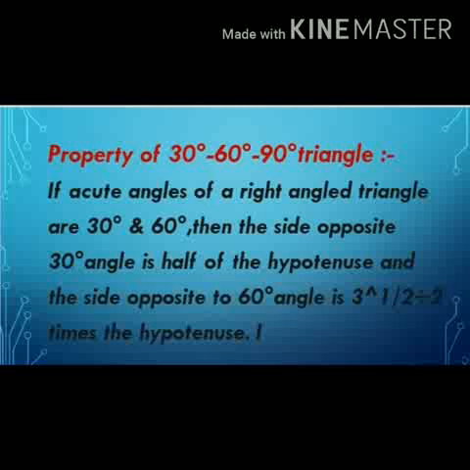If acute angles of the right angle triangle are 30 degree and 60 degree, then the side opposite to 30-degree angle is half of the hypotenuse and the side opposite to 60-degree angle is root 3 upon 2 times the hypotenuse.